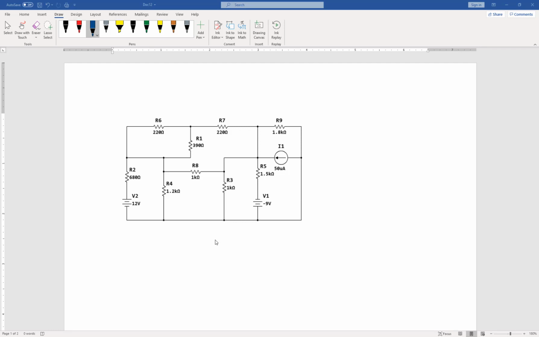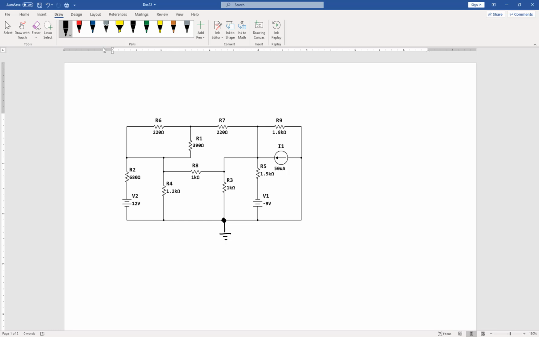First thing we want to do is identify the reference node. So we still want to put the reference node on the bottom in this case, because the bottom has the most connections to it. Right, so we talked about that in the previous video.